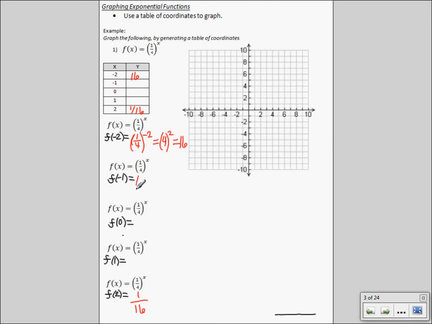When we have a -1, f of -1 equals 1/4 to the -1 power. What happens is it flips the fraction 1/4 to 4/1, or just 4, and then to the first power, so we're just equal to 4. So at -1 we're equal to 4. And again, when we have the positive version of 1, we can just take the reciprocal, which is 1/4.